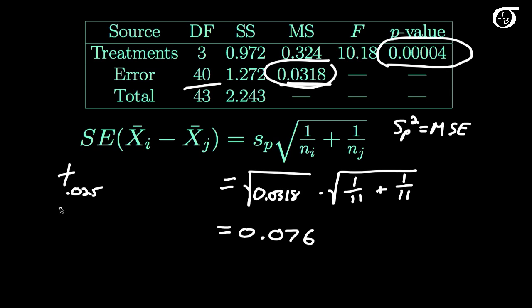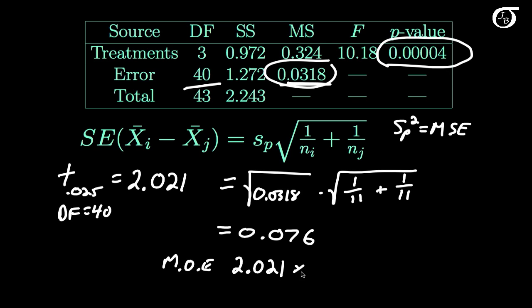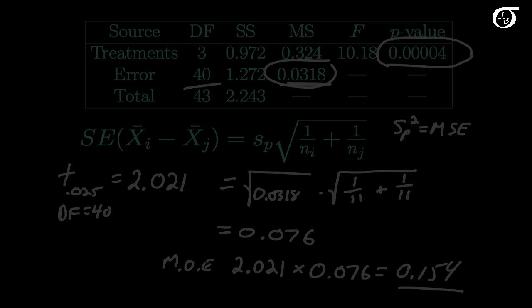So we need a degrees of freedom of 40, and we go and find the appropriate value using a computer or a table, and we find that this appropriate t-value is 2.021. And so the margin of error of our intervals here is going to be 2.021, the appropriate t-value, times the standard error, 0.076. And that works out to 0.154 to 3 decimal places, although you should carry out many decimal places throughout your calculations if you're doing this by hand.